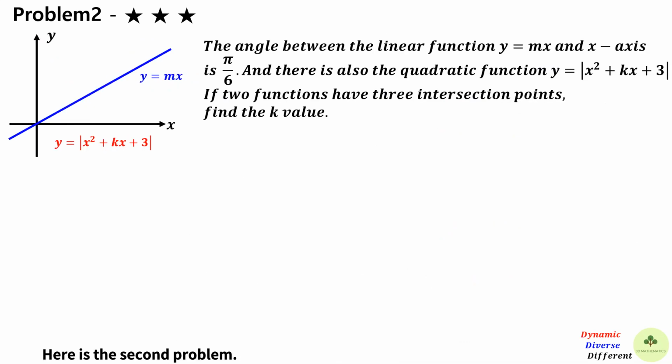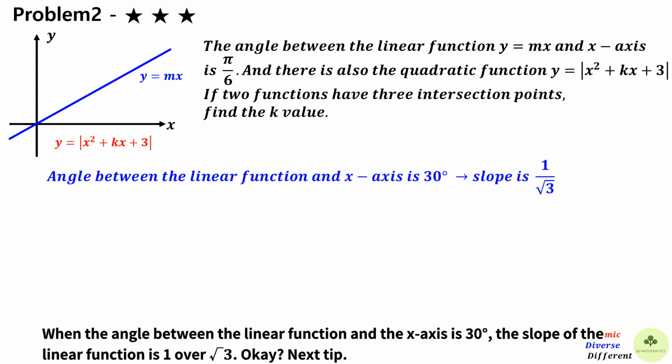Here is the second problem. There are also some tips that you should know. When the angle between the linear function and the x-axis is 30 degrees, the slope of the linear function is 1 over square root 3, okay?